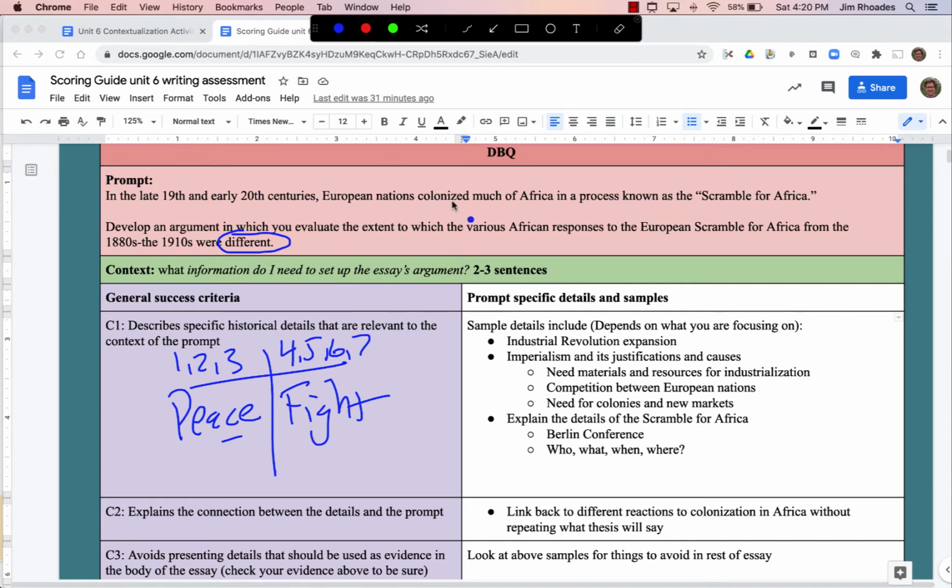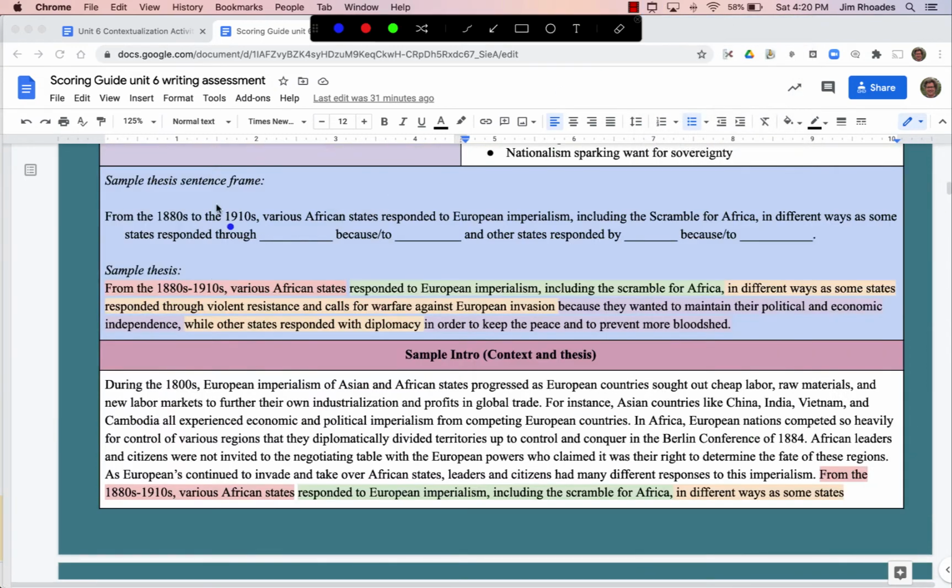So in my thesis, just make a note here, I'm going to have a comparison that said they were different. Some people responded by fighting, and some people responded peacefully, or some version of that. Let's look at what that looks like. Here's a sentence frame for the thesis I can use. It's got the dates and the place from the prompt, and it says they responded to European imperialism, including the scramble for Africa, in different ways. Some states responded through blank because, remember I need a reason, blank, and other states responded blank because blank.